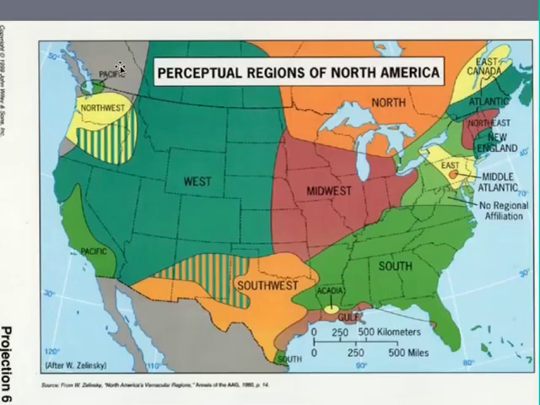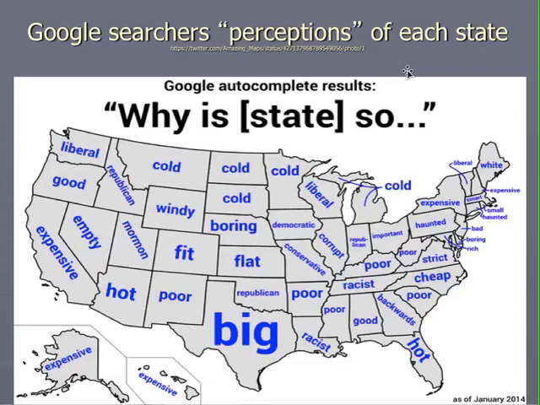Next, perceptual region. So your map might have looked something closer to this for the South, or this for the West. So again, these are perceptual and they do vary. Notice they don't have any particular borders. They're kind of all over the place. They're not defined by state borders, city borders, or anything like that.